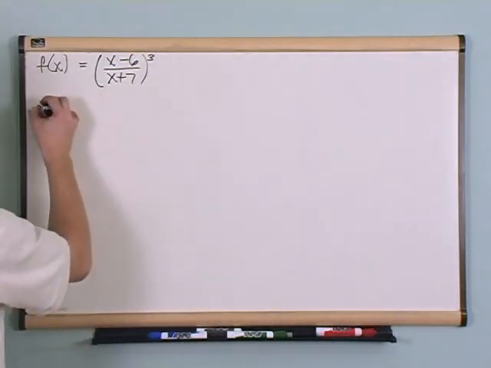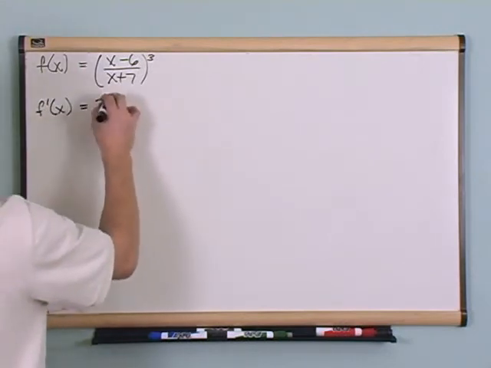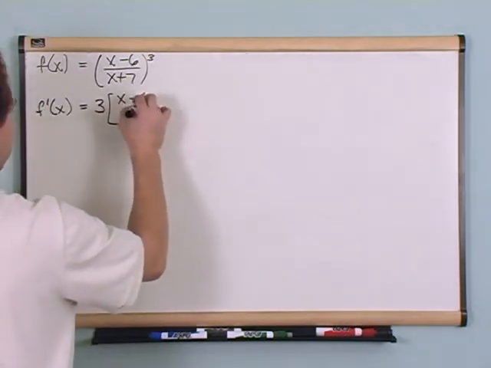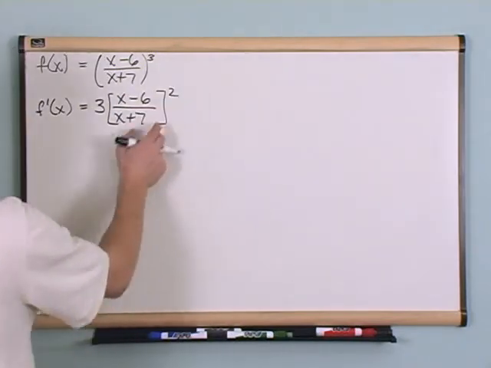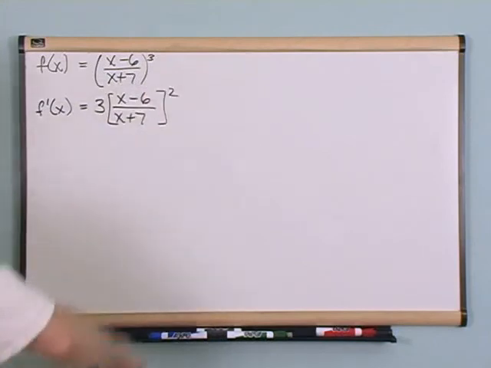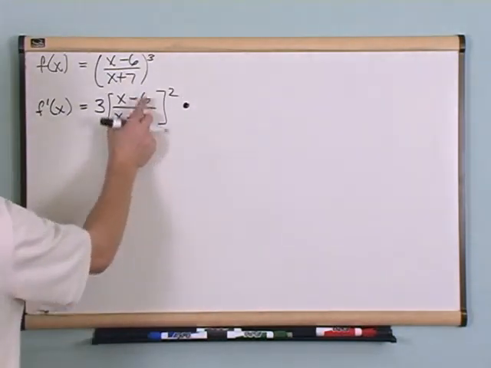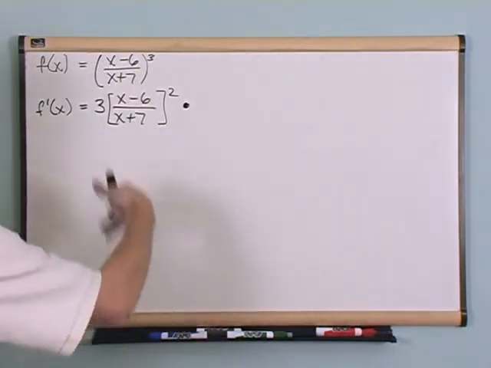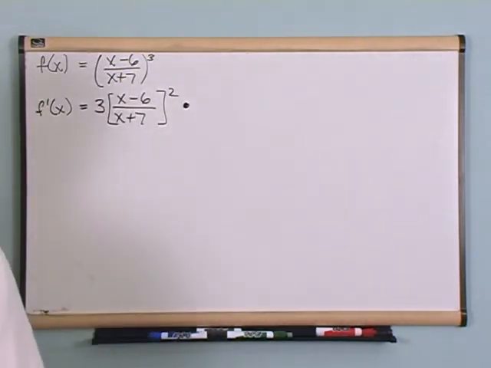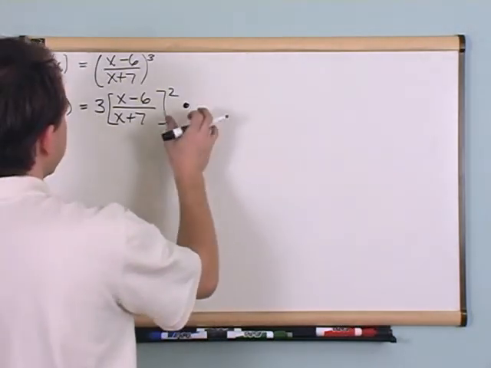So, f prime of x, the derivative, is going to be equal to 3, and I'm going to leave the inside exactly alone. I'm not going to touch it. And then I'm going to raise it to the power of 2 because 3 minus 1 is 2. Now, I've got to take the derivative of the inside. This stuff, all of this stuff. Now, this is the division of two functions of x. So I've got to use that nasty formula that I used before to help me take derivatives of two functions of x divided by one another.